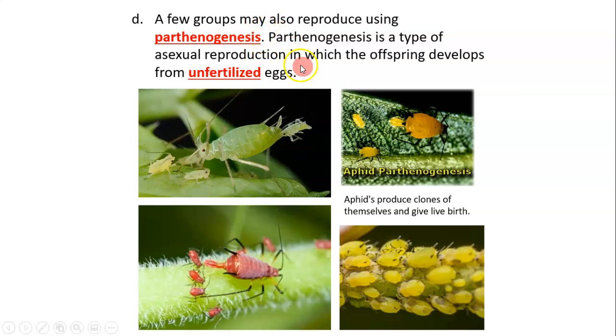Now, there is another way that arthropods can reproduce, and it's called parthenogenesis. And parthenogenesis is a type of asexual reproduction. Remember, anytime you add that letter A in the front of a science word, it means not, so not sexual reproduction. So this is a type of reproduction where the offspring develops from unfertilized eggs. So that means that they're going to be clones. So aphids produce clones of themselves and give live birth.